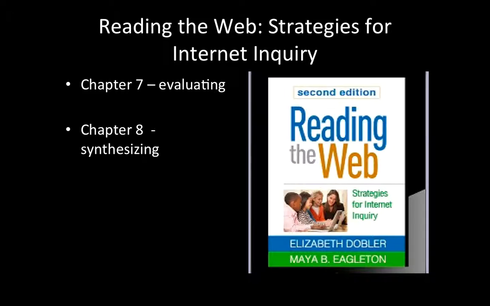So in this unit, you have 2 chapters that you'll be reading from the textbook. The first one, chapter 7, focuses on evaluating information that you find on the internet, which is a key, especially for students, in being able to get information that's going to be both truthful and useful. And that's a challenge for children to figure out what's good information when it comes to reading online.